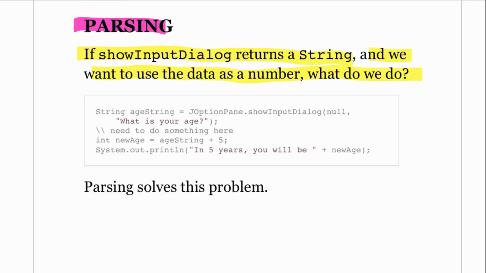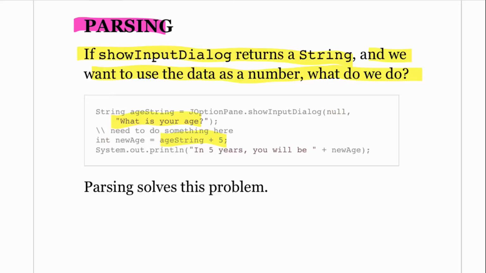And so in this example, they're asking the user for their age. So you're asking the user, what is your age? And let's say the user enters 20. So the user's age is 20, but you want to add 5 years to the age. But you can't do this line right here because it's considered a string.